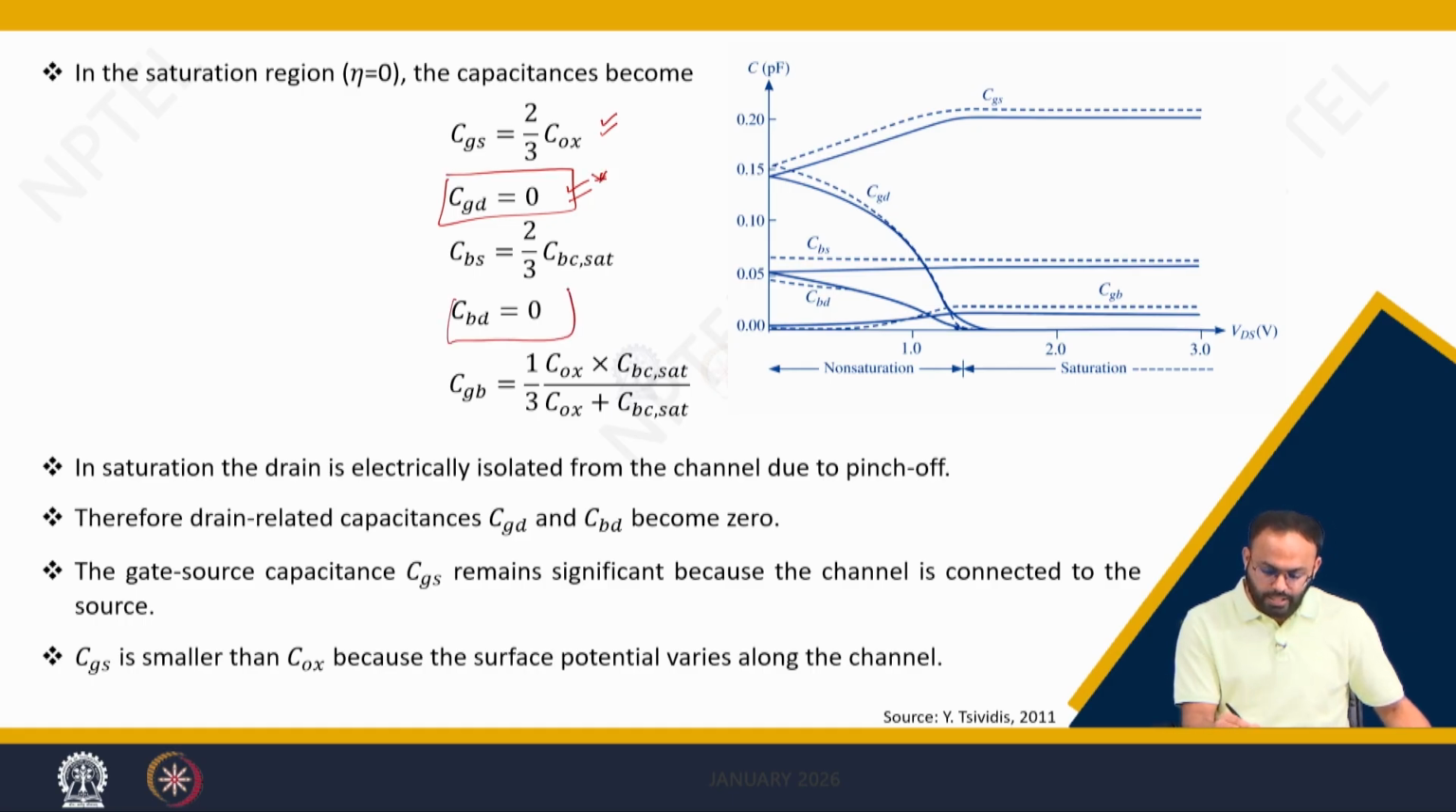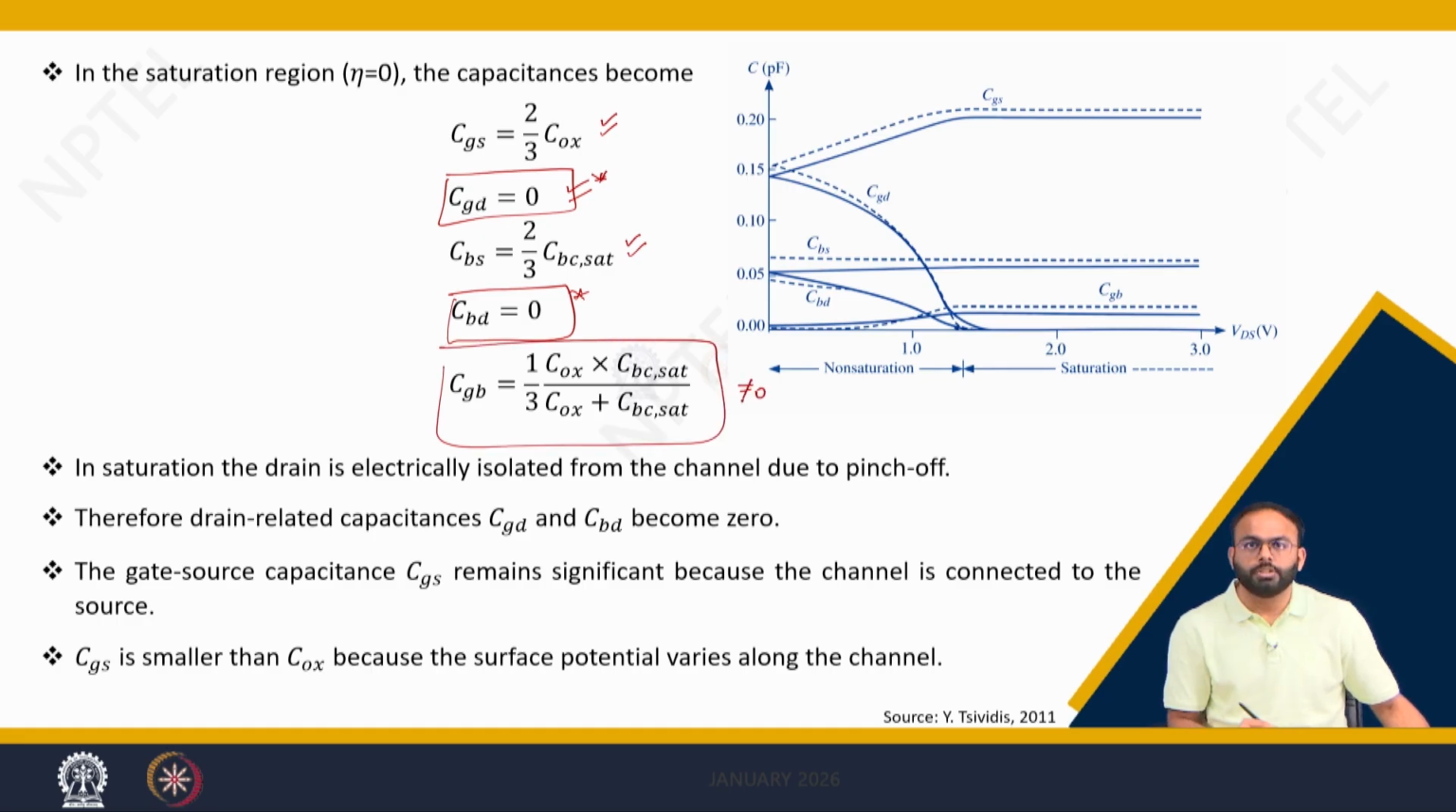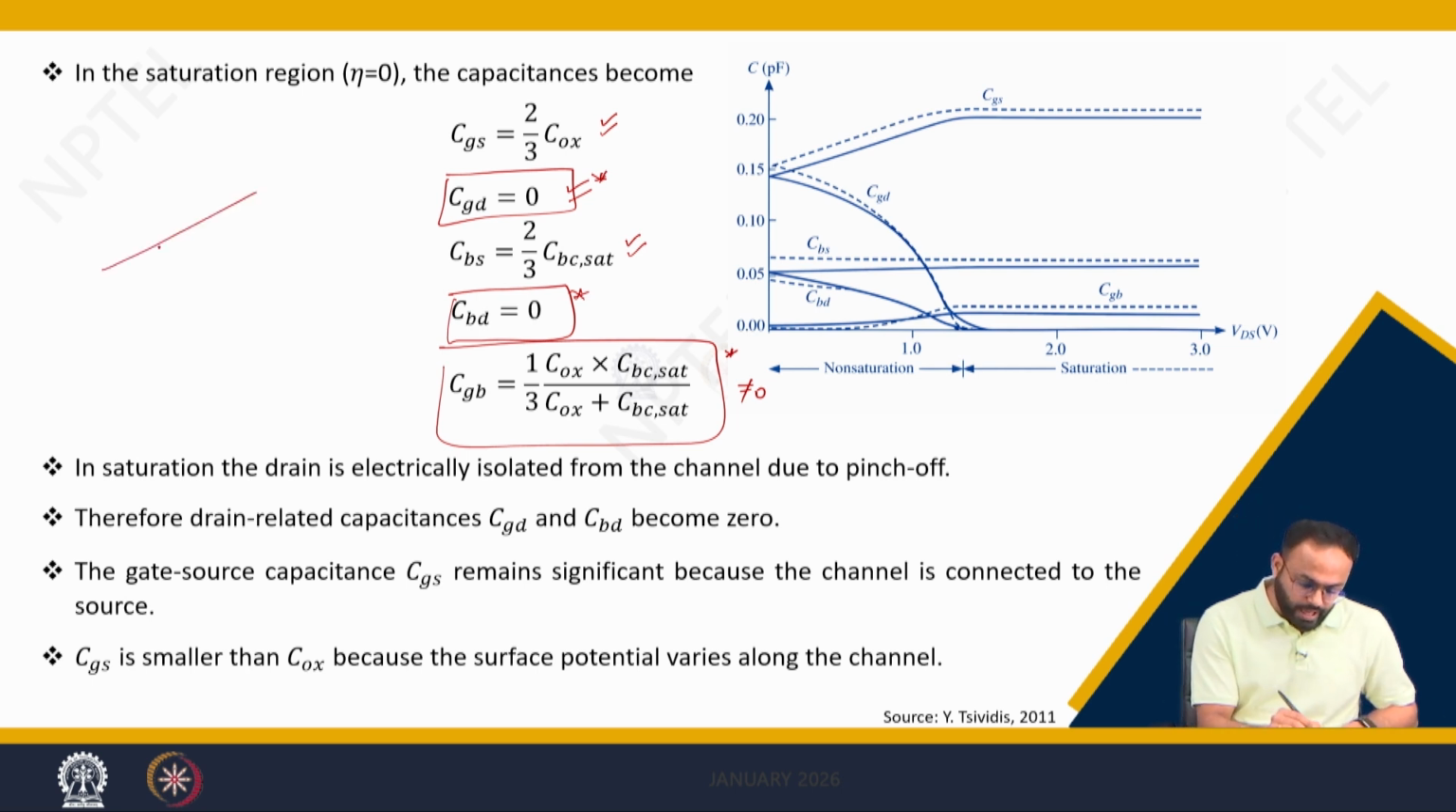Similarly, CBD is equal to 0, CBS is 2 by 3 of CBC, and CGB is not 0 now. Again, this is an important point. So physically, how can we understand that?